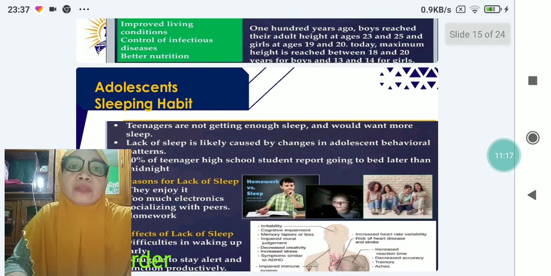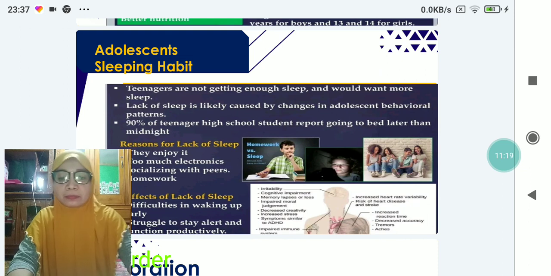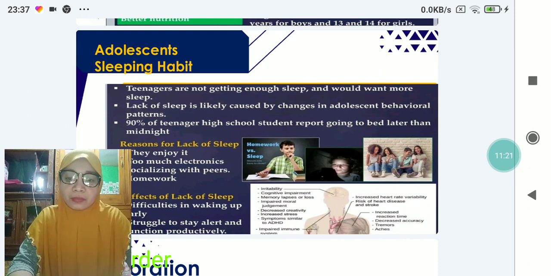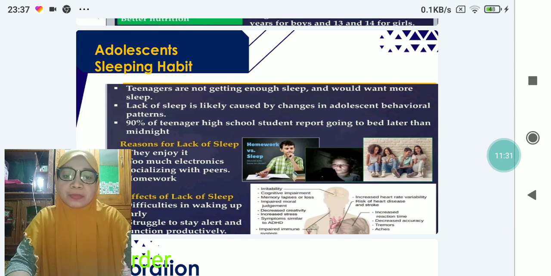And dito na tayo sa adolescent sleeping habits. Teenagers are not getting enough sleep and would want more sleep. Lack of sleep is likely caused by changes in adolescent behavioral patterns. 90% of teenage high school students report going to bed later than midnight. Reasons for lack of sleep: they enjoy it, too much electronics.